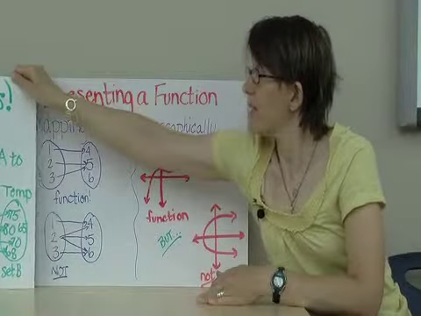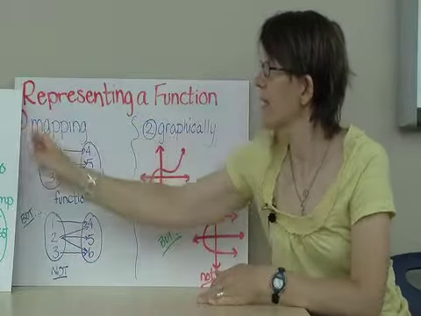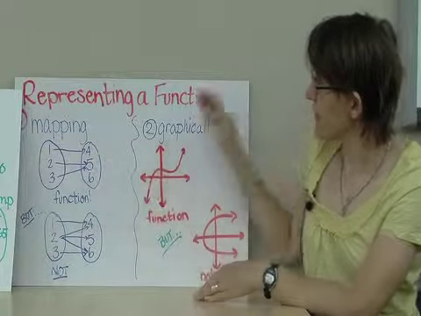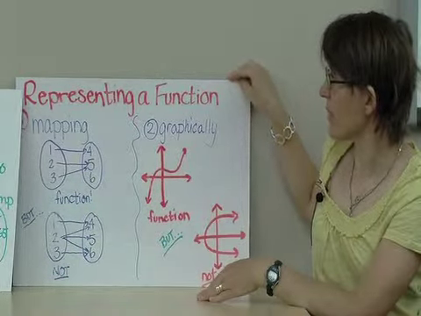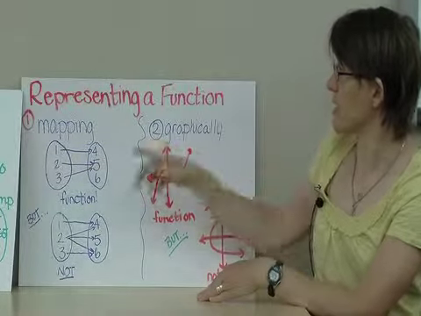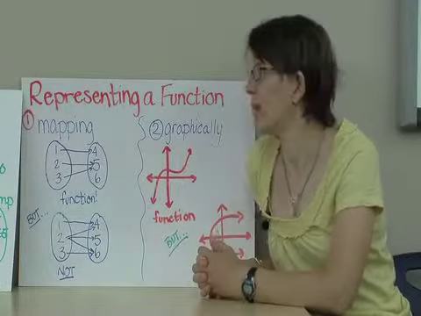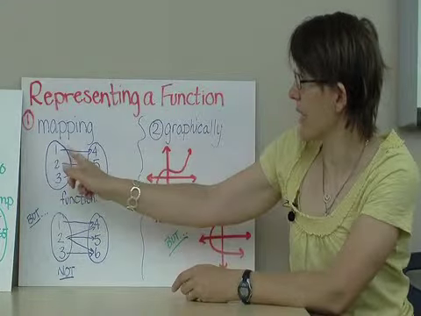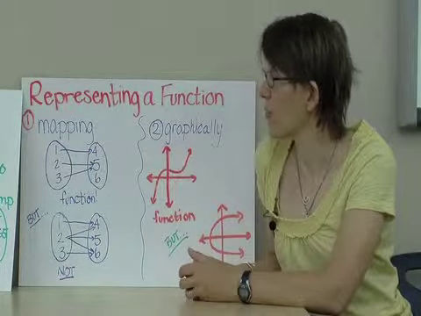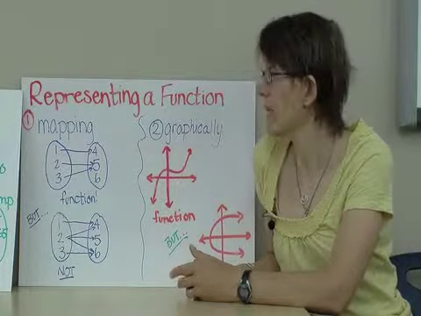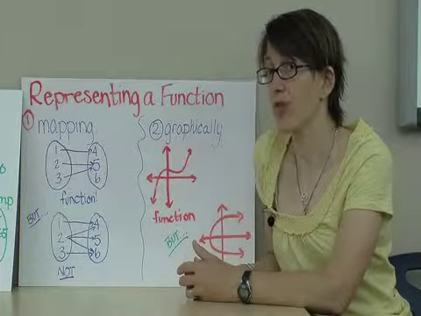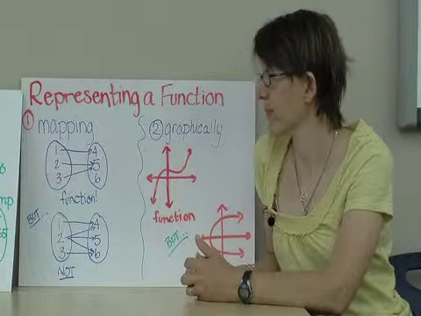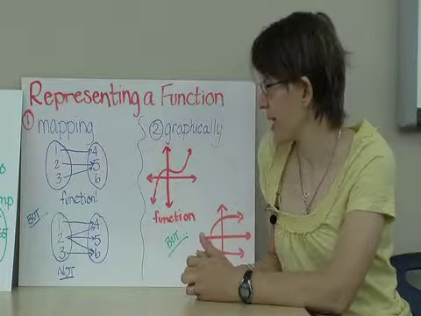So there's many different ways that we can represent a function. The first of these is a mapping representation, and this is just a matching up. You can draw little bubbles or boxes, and you can see that I have this function. The number 1 is matched with 4, the number 2 is matched with 5, and the number 3 is also matched with 5. This is a function.